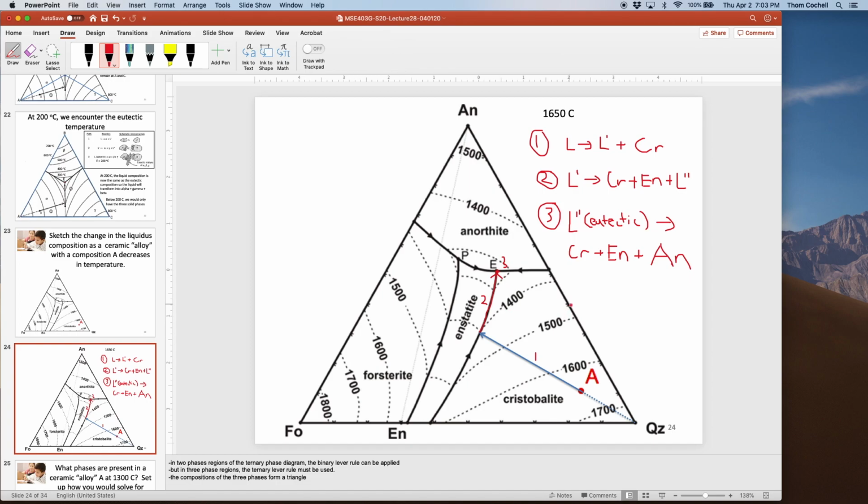And so the reason that we wanted to construct this is that now we have a pathway. We basically followed the liquid composition along. So at any point along the way, if we're asked a question, for example, at 1400, 1300, whatever the temperature is, we can know what the liquid composition is for phase amounts calculations with the lever rule or anything like that. We already know what that is, and we can use it for those types of calculations.